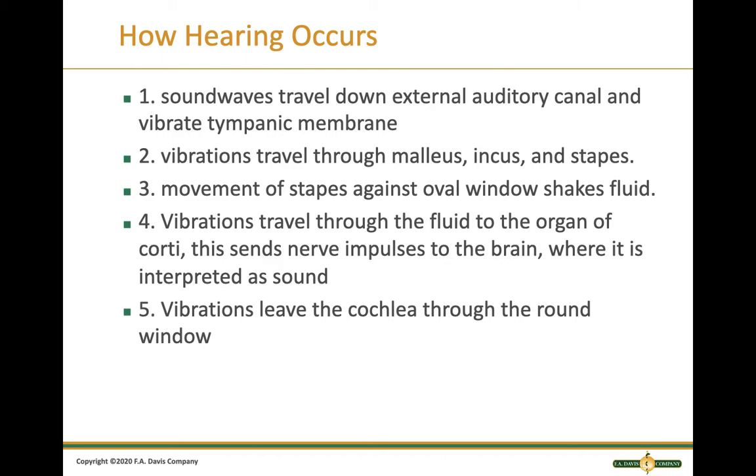So again, sound waves travel down the external auditory canal and vibrate the tympanic membrane. Next step, vibrations travel through the malleus, incus, and stapes. Then the movement of the stapes against the oval window shakes the fluid in the cochlea. Then fourth, the vibrations travel through the fluid to the organ of Corti. This sends nerve impulses to the brain, where it is interpreted as sound. And then last, the vibrations leave the cochlea through the round window.